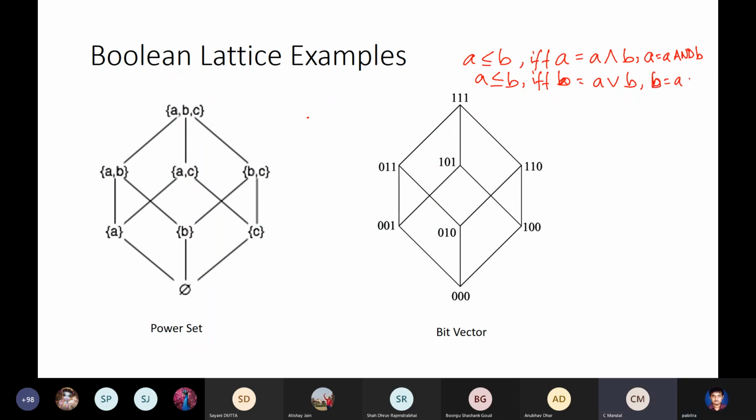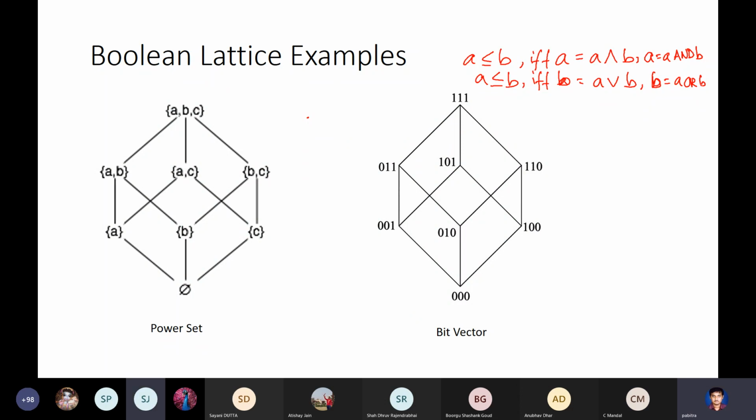It's best to look at it bitwise, no? Okay. Yeah, so now what I'm saying is that are these two equivalent? That means if I define the relation like this, A is less than equal to B, if and only if A equals A and B, where and is the bitwise and, and B equals A or B. So let us see if this is verified.